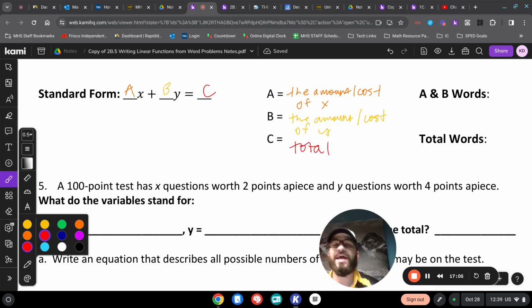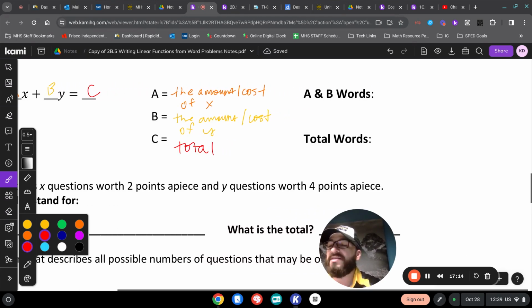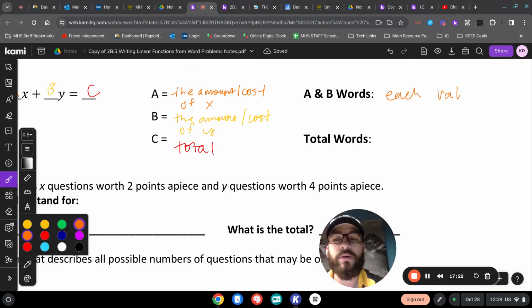So whatever it is that X and Y are trying to represent, C is always that total. When we're thinking of some words that might represent these various things, A and B have very similar words. They could be each, the value of it, the amount, some kind of specific cost. You'll usually see them associated with two different variables, and when we read the word problems, they'll sound very different from our slope intercept ones.